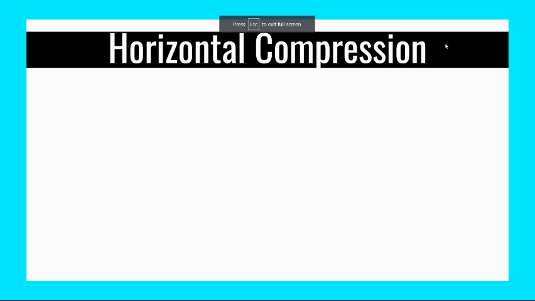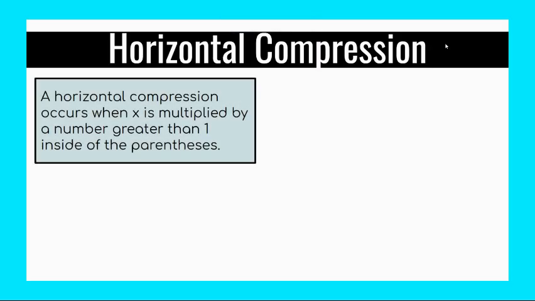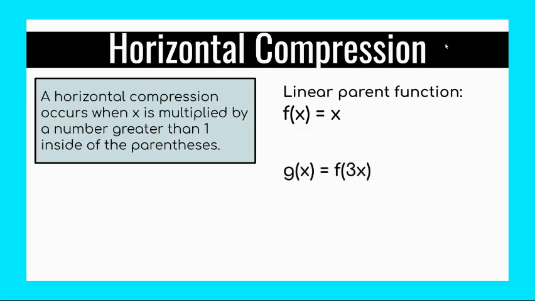So a horizontal compression, it's when it's inside the parentheses and I multiply by a number greater than 1. If I'm inside the parentheses, it's automatically horizontal, and horizontal is the opposite way of thinking. So the linear parent function is f of x is equal to x. And my example here is g of x is equal to f of 3x. It's inside the parentheses. I'm immediately thinking it's horizontal. I'm multiplying. I have two choices. It's a compression or a stretch. Now, normally when I multiply by a number greater than 1, it's going to be a stretch. So since horizontal is all about opposites, it's actually a compression. Same thing here. 1.5 is greater than 1, so therefore it is a compression.